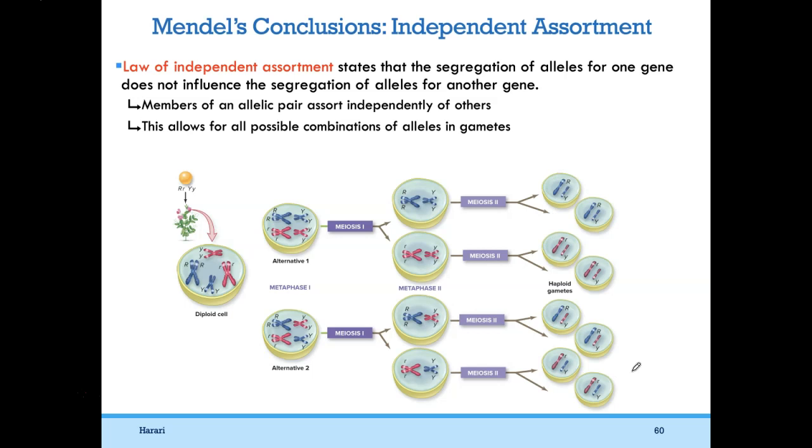Because the R gene, the gene that encodes for seed shape, and the Y gene, the gene that encodes for seed color, have nothing to do with each other, right? They do meiosis separately. They assort independently. So the alleles for pea color assort independently of the alleles for pea shape.